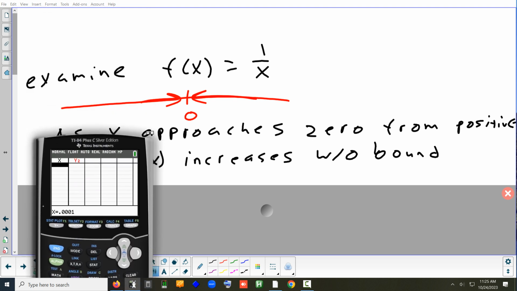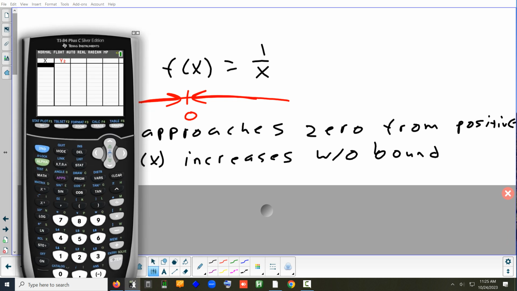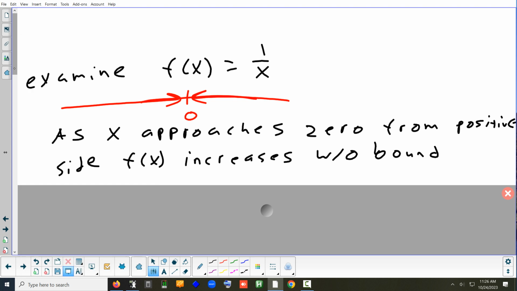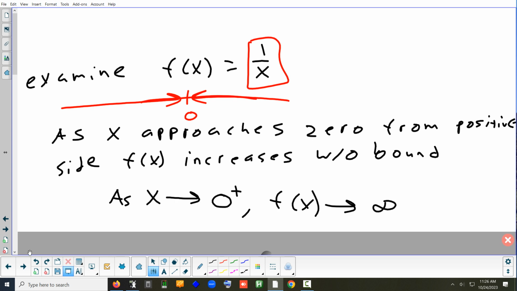What's going to happen if I put in 0.0001 for x? The y value is going to go really high. Okay, when I plug in 0.0001, I get 10,000 for y. The smaller I make x, the bigger y gets, and it approaches infinity. So as you approach 0 from the positive side, the y value goes way up.